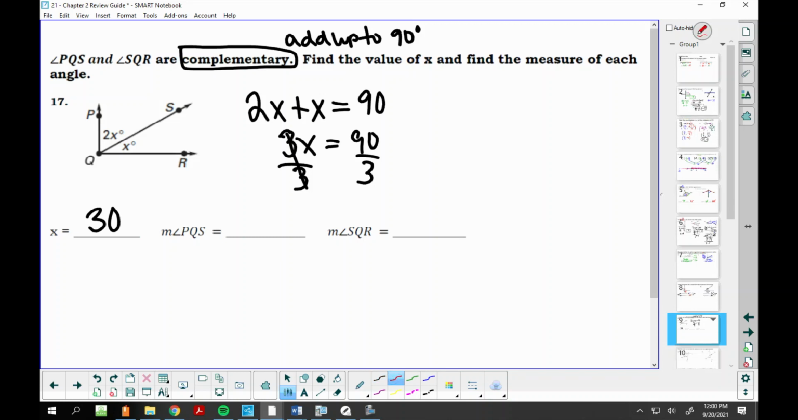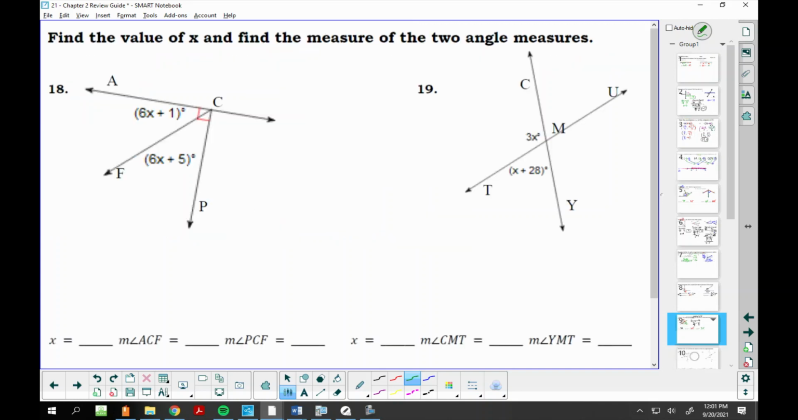So now measure angle PQS. We're going to plug in 30 for x, and 2 times 30 is 60 degrees. Which means the other angle has to be 30, which makes sense. So angle SQR is 30 degrees. So does 60 plus 30 equal 90? Are they actually complementary? Yeah, so that's good. So that's a good way to check.